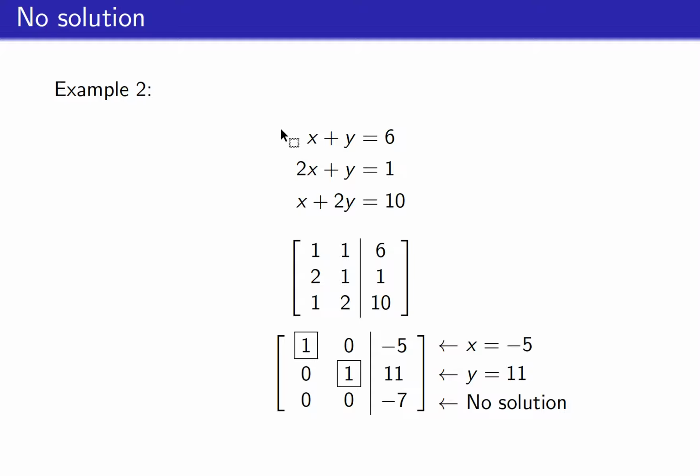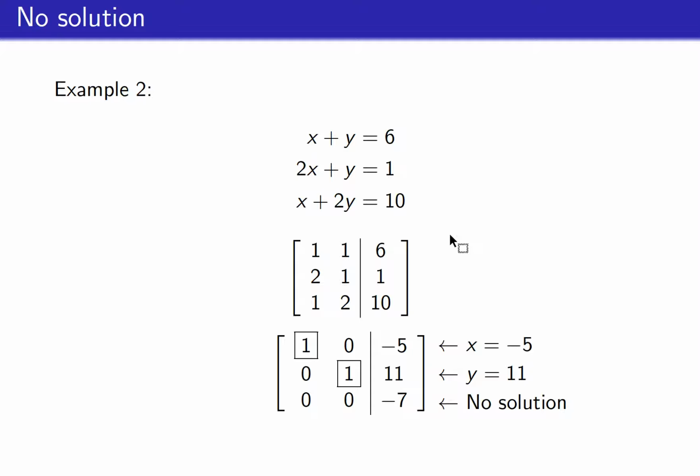Let's try another example. Here's x plus y equals 6, 2x plus y equals 1, x plus 2y equals 10. Got this matrix here. This is already a 1, and I use this to make these zeros and add multiples of this row to this row, and you get something like this. If I read off the equations, this says x equals -5. This row says y is equal to 11. This row says 0 equals -7. Now be careful. Don't jump to the conclusion that x equals -5, y is equal to 11. That's not so. Once you have the 0 equals -7, I know there are no solutions. So there's no solutions to this either.